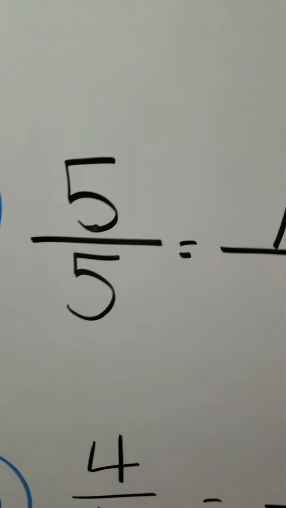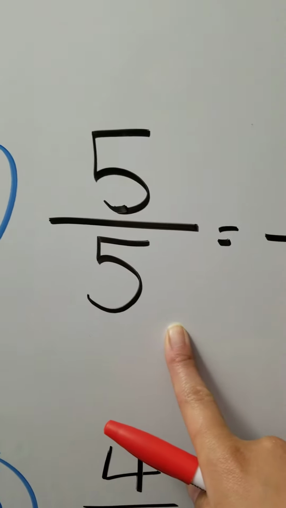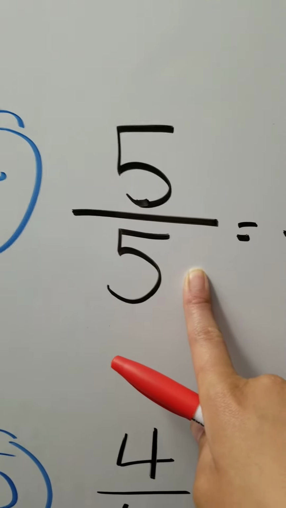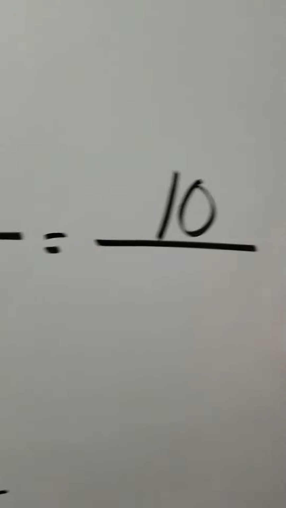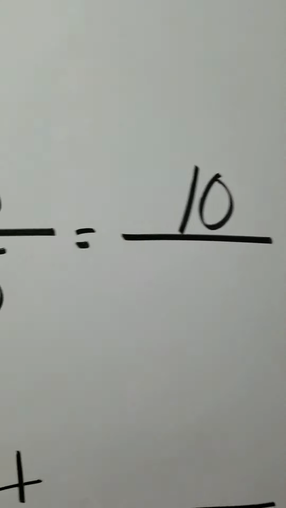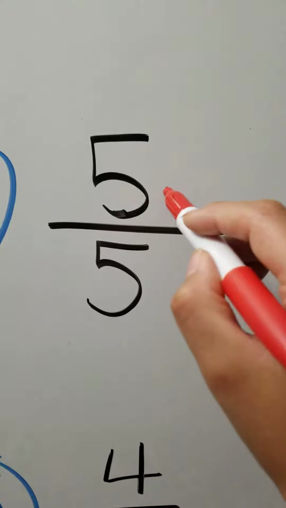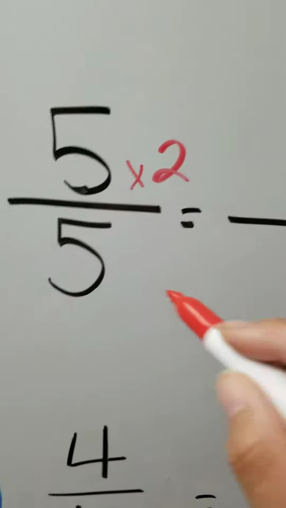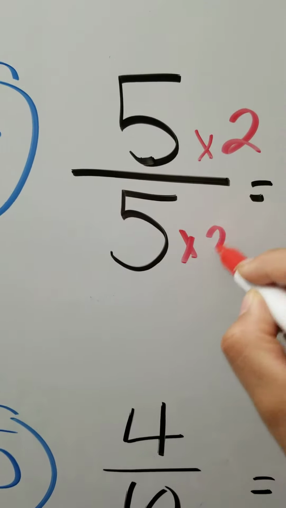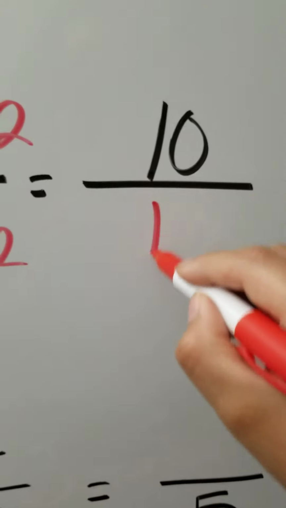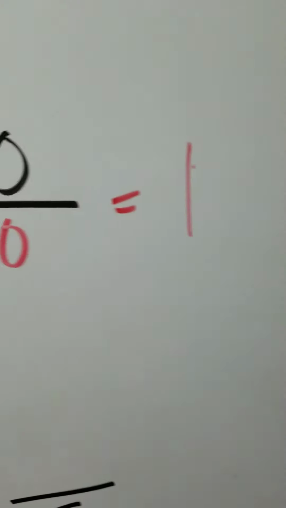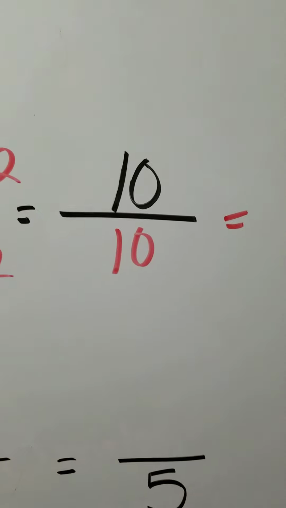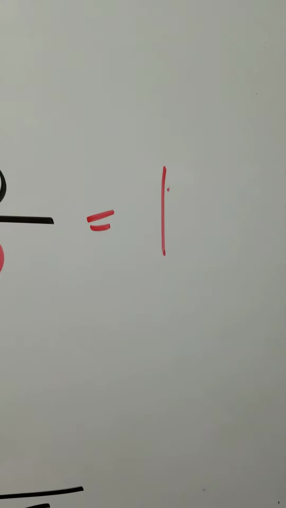Number 4. I have 5/5. We learned that if the top number and the bottom number are exactly the same, it equals 1 whole. So I know that this is also going to equal 1 whole. So 5 times what gets me 10? 2. What I do to the top, I have to do to the bottom. So 5 times 2 is 10. 10/10 is the same thing as 1 whole.